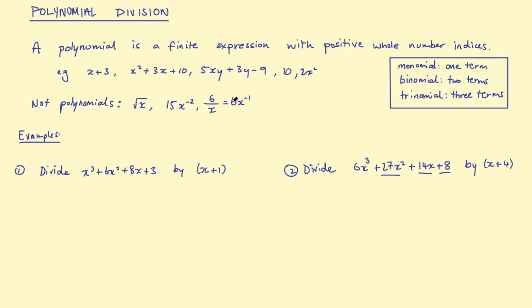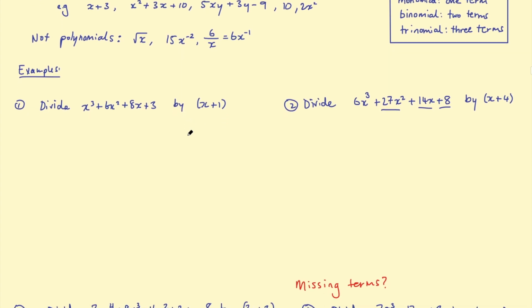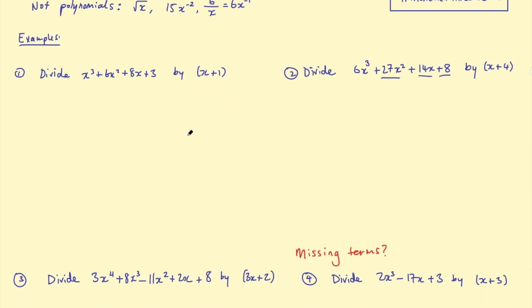All right, let's jump into some examples then. And I'm going to do the first one here using long division. So the question is, divide x cubed plus 6x squared plus 8x plus 3 by x plus 1. And for this first example, I'm just going to show you the method. I'm not going to explain how any of it works. In the second example, I'll explain why we're doing what we're doing.